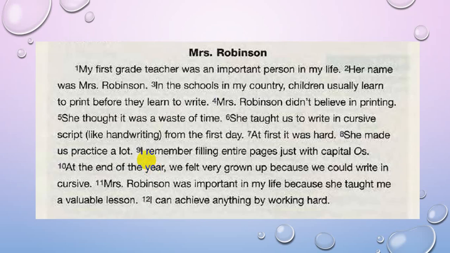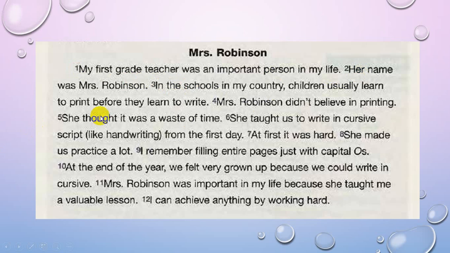See, this is Miss Robinson. This is a paragraph. Miss Robinson, my first grade. شوفوا هاي مكتوب عليها رقم واحد. This is number one. So this is the topic sentence. My first grade teacher was an important person in my life. أساسا عرفنا إنه Miss Robinson is a great teacher. Okay. So this is the topic sentence. Here, the writer talks about his teacher.